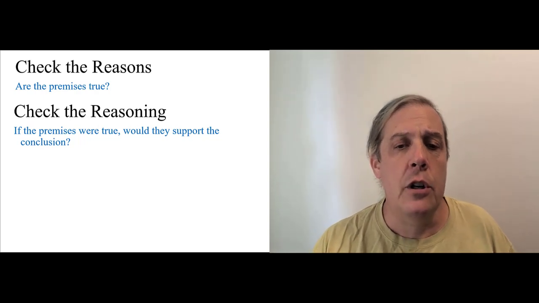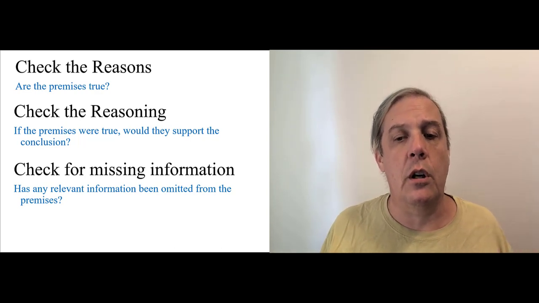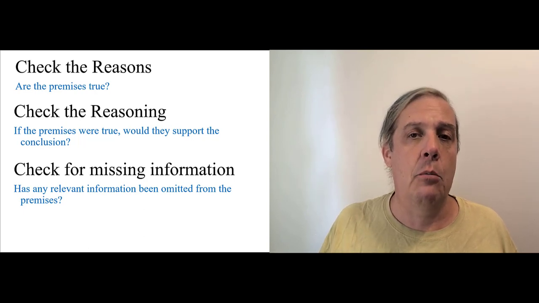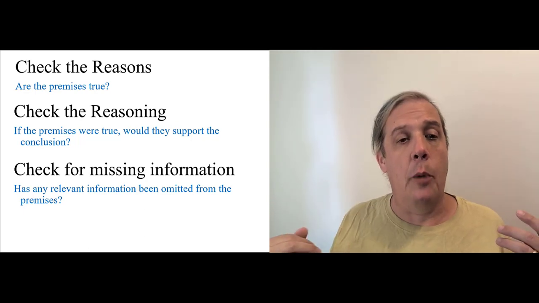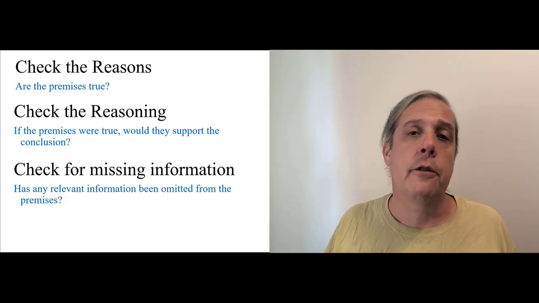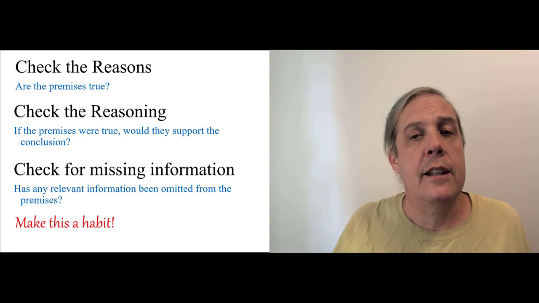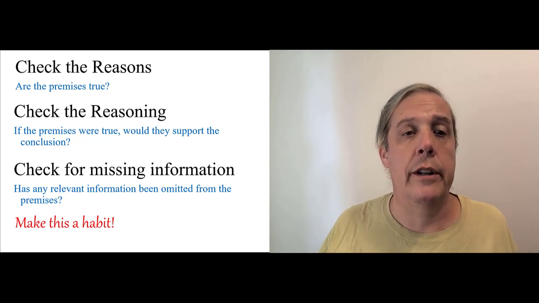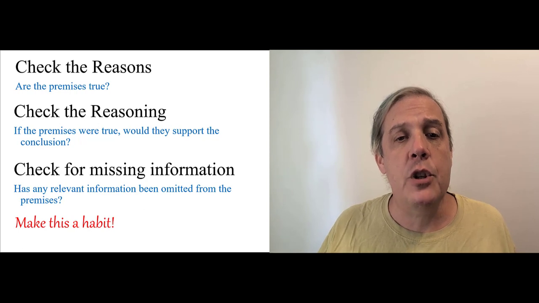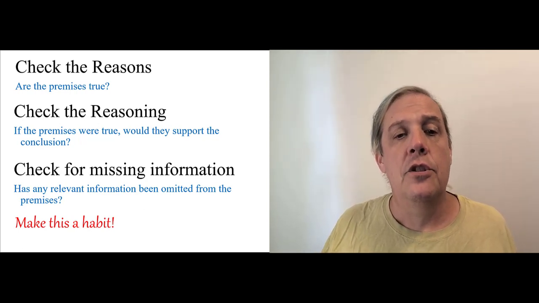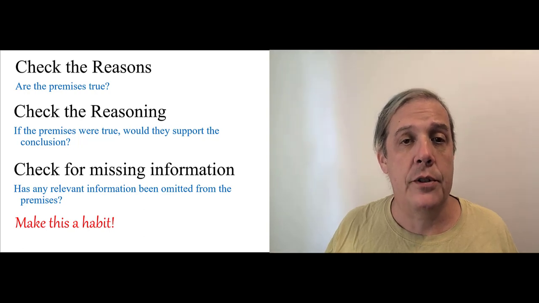The third standard question we want to ask is that we want to check for missing information. And this is because we're in the practical world here. And so we don't just think about the argument itself, we think about the argument in its context. So we want to ask, has any relevant information been omitted from the premises? So really, you just want to make this a habit. Whenever you encounter any argument, check the reasons. Are the premises true? Check the reasoning. If the premises were true, would they support the conclusion? Check for missing information. Has any relevant information been omitted from the premises? And you just want to always make this a habit.